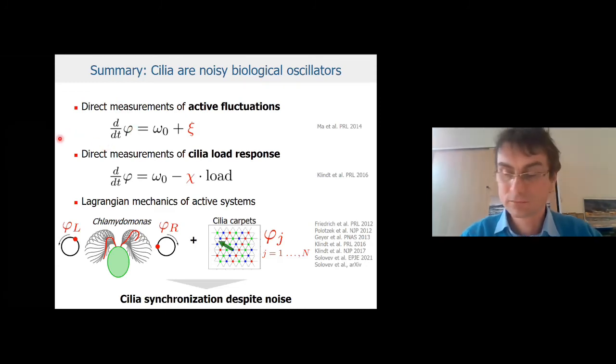Yeah. Benjamin, what do you mean by Lagrangian mechanics? I sort of lost that. Is it Lagrangian in the classical sense, or Lagrangian in the moving sense? No, it is Lagrangian in the classical sense, like Lagrangian mechanics.